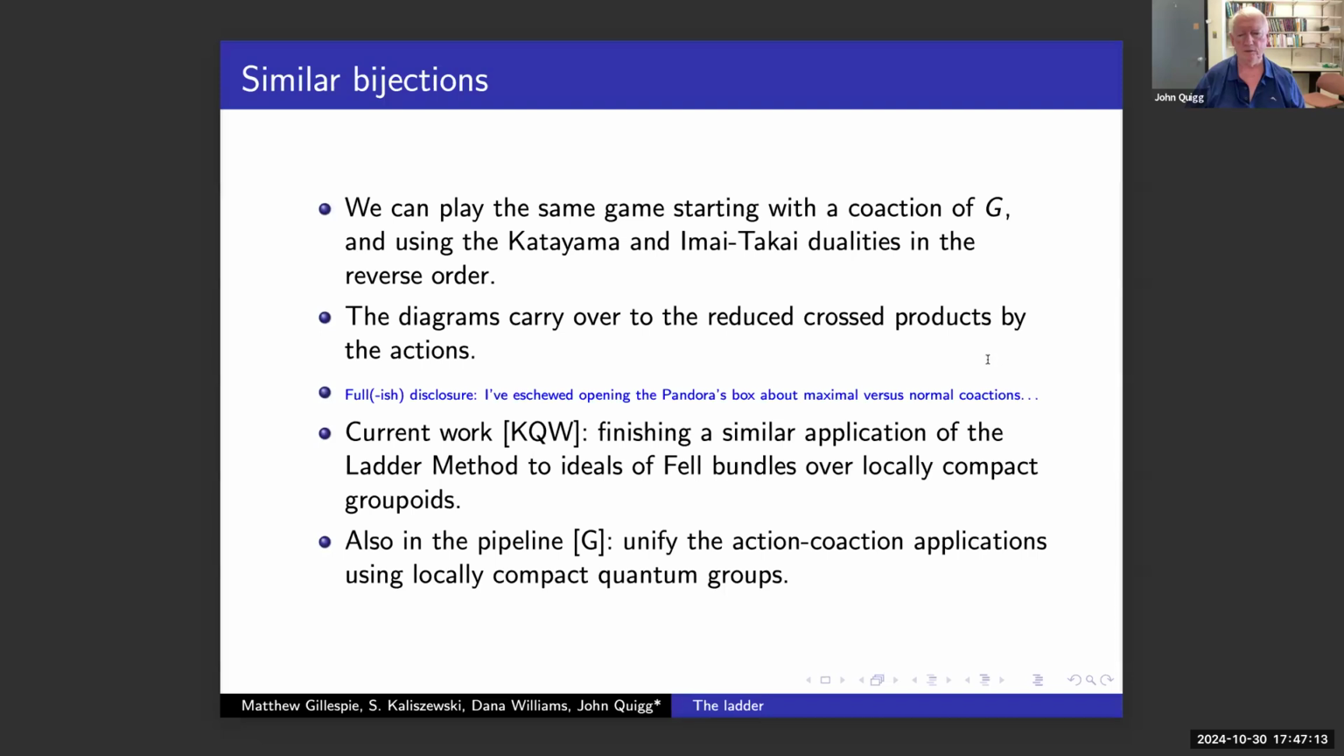Also in the pipeline, my student Matt Gillespie is going to give again a version of the ladder for actions and coactions, but now unifying this using locally compact quantum groups. So it should simplify things. There will only be two versions, one for universal cross products and one for reduced cross products. But once you have quantum groups, you don't need actions and coactions dual to each other. They're all coactions of the quantum group. And so that should include the two original applications of the ladder that I talked about earlier.